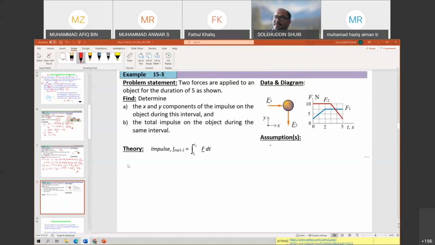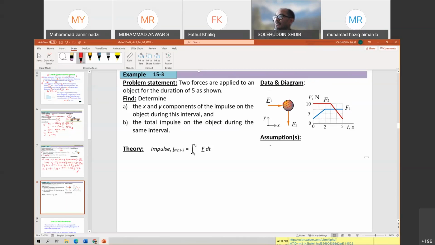We have here example 3. We have two forces applied on this object. We have this force F1, which is blue in color. From 0 to 2 seconds, it's going up, and then from 2 seconds to 5 seconds, it's constant.